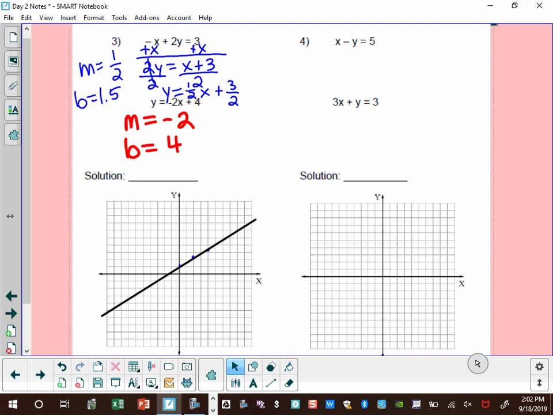Mine is not perfect. My second line, my b was at +4, and my slope was -2 over 1. So down 2 over 1. Down 2 over 1.